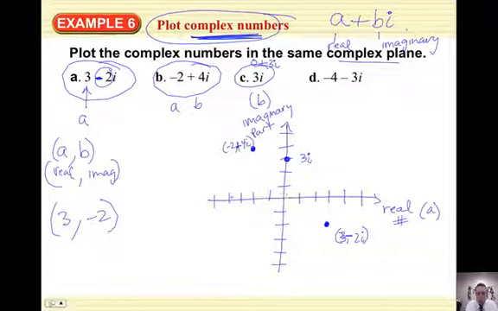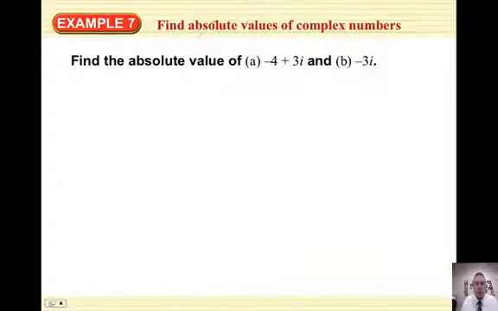And then you can do this with negative 4 and negative 3i. Negative 4 is the real, and negative 3 is the imaginary, so down 3 on the imaginary axis. There you go. So we plotted complex numbers. I need you to know how to do that. Last thing I want to do is find the absolute value of a complex number.